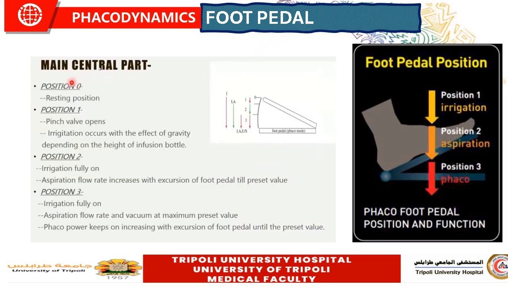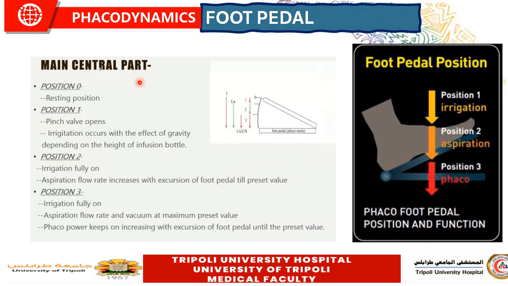As you can see, there are 4 positions for the foot pedal. Position 0 is the resting position, in which no function is done and there is no irrigation, aspiration or ultrasound, and the pinch valve is closed to the irrigation system, so there is no irrigation at this position. However, some machines are equipped with free flow. If free flow is activated, continuous irrigation to the anterior chamber will be present even in the 0 position, only irrigation without any aspiration.